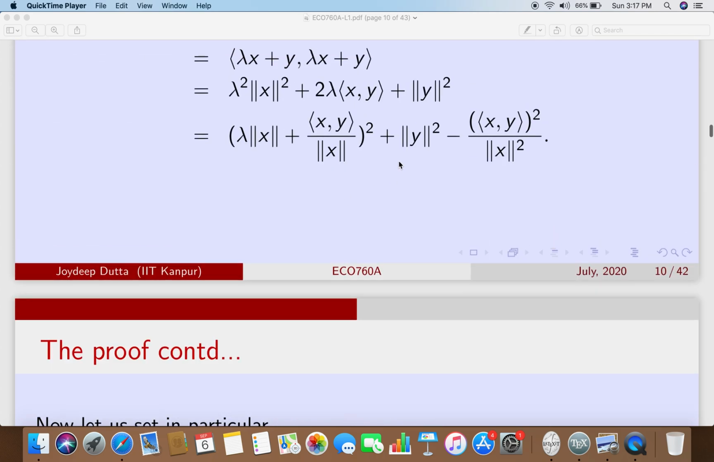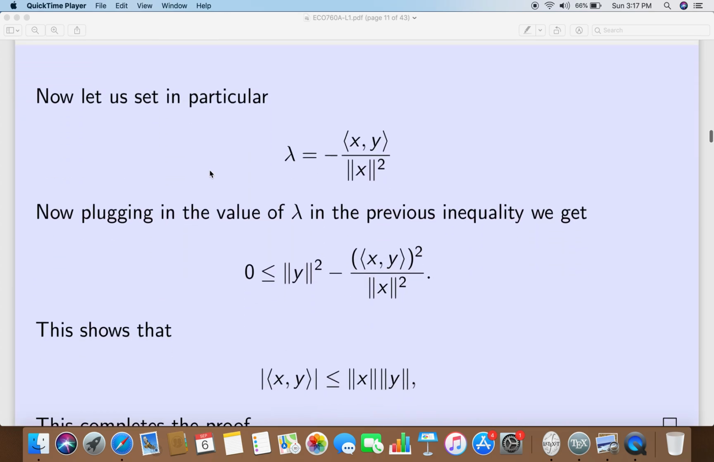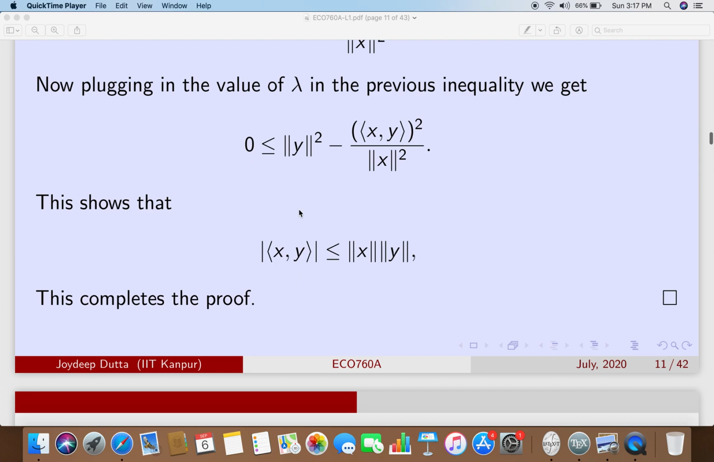So what I would have is norm y square minus the inner product xy whole square divided by norm x square is greater than or equal to 0. And once I have that, I immediately get that the inner product xy whole square is less than or equal to norm x times norm y, whole squared. Sometimes I say xy and sometimes I say inner product of xy. When I write xy for vectors, I always mean inner product or dot product. There cannot be any other way to multiply them.